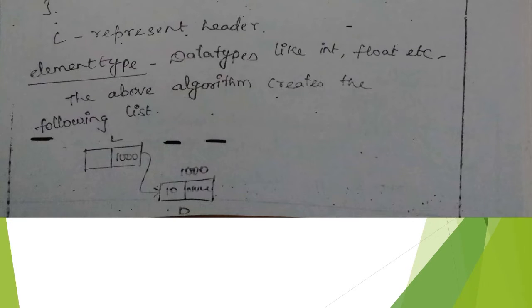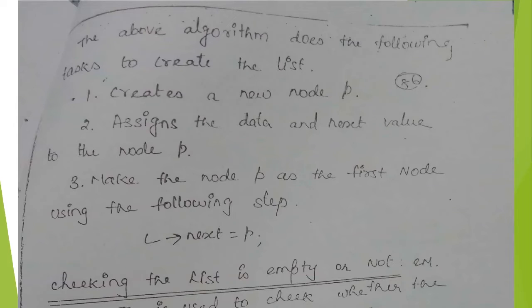Here there is an example given. There is a header with a link field having the address of the first node. The first node is created using subroutine createOf and it has the x value 10 and its next pointer is null because there is only one node available. Here is the explanation given. The above algorithm does the following task to create the list.